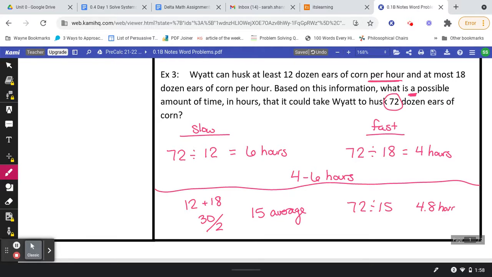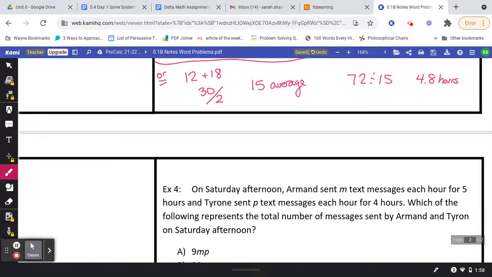You obviously don't have to do both of these. Just kind of trying to show you different methods. All right, example number 4.